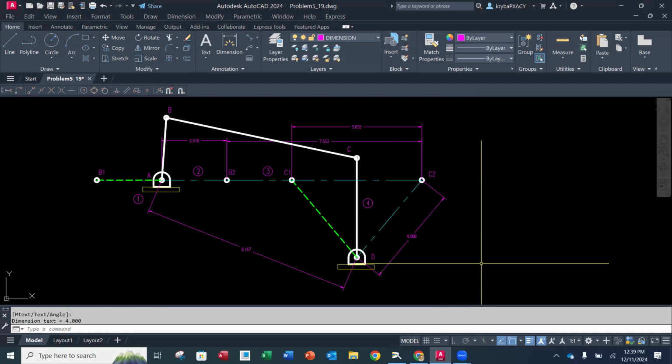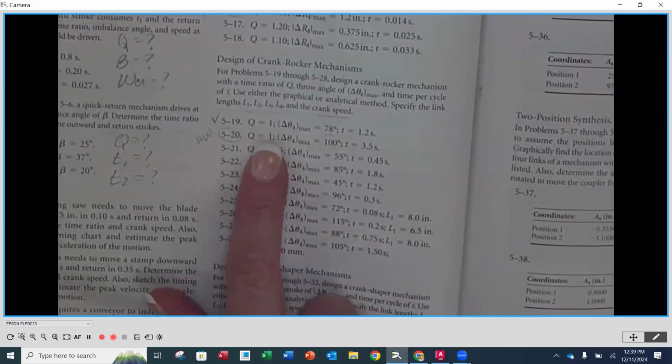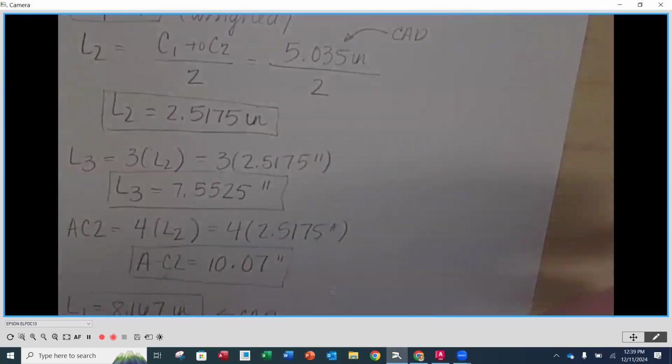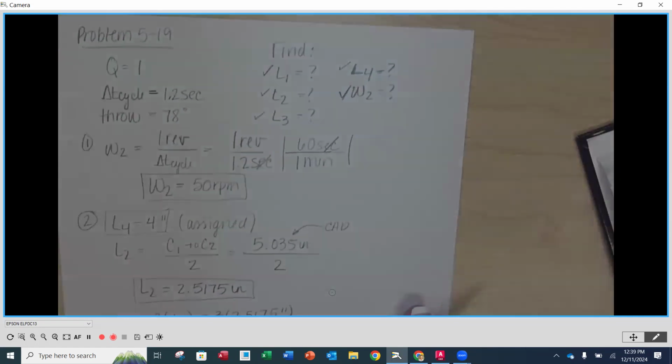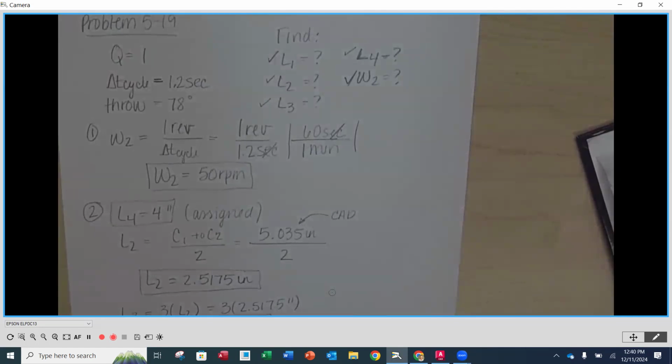So any questions on this last type of mechanism design? All right. So if we look at the end of chapter 5, right after 5.19, which is the problem that we just did, the homework problem you have assigned is 5.20. It is a Q equal to 1. It has a different throw angle here. This one's going to be 100 degrees. And then this time, the time is going to be 3.5. So you're going to go through that very same process, calculating and determining L1 through 4 plus the angular velocity of that link number 2 or the crank. And then creating a diagram using AutoCAD and taking a screenshot of that to hand in. So, any questions?